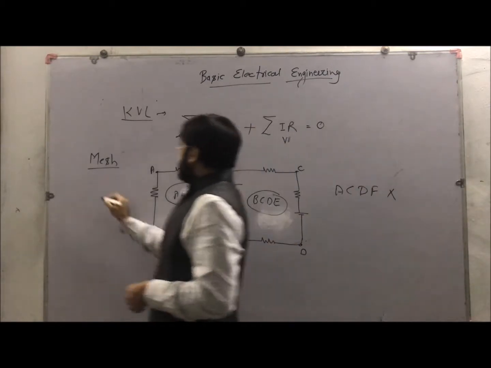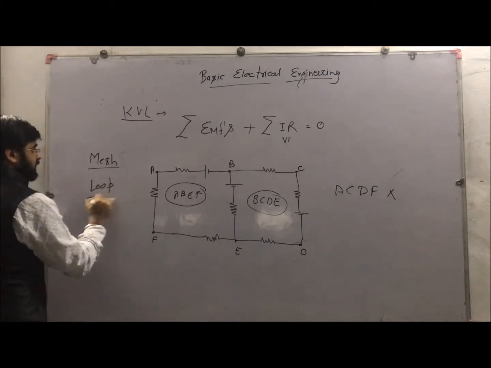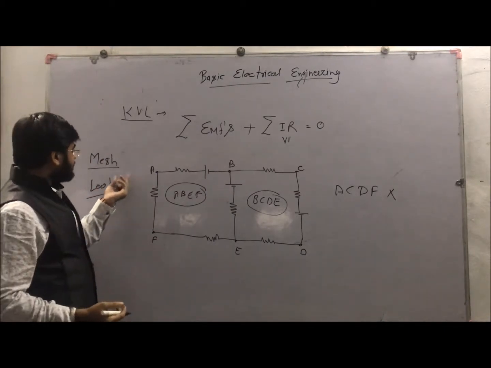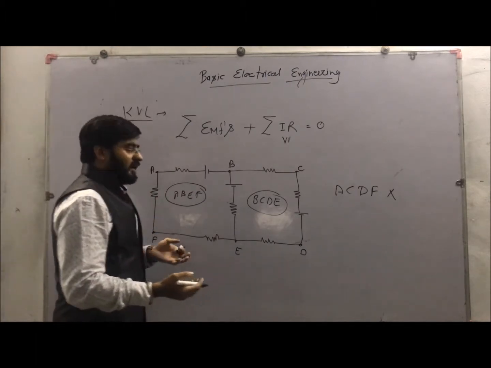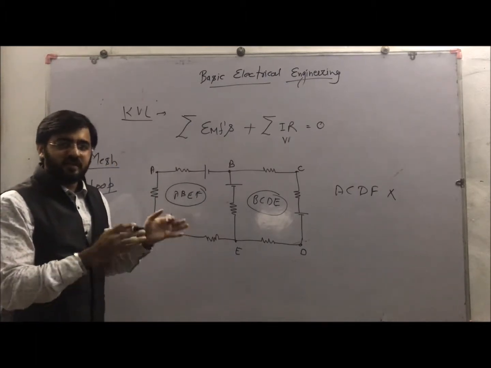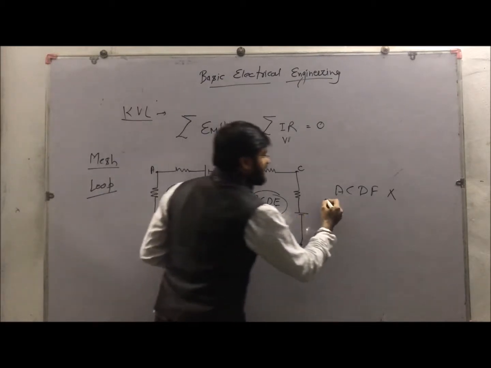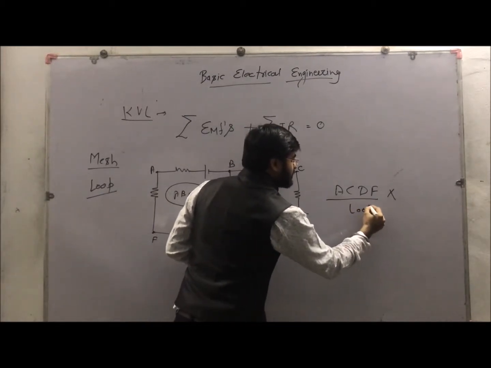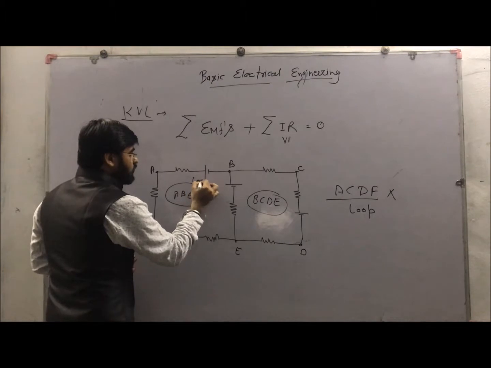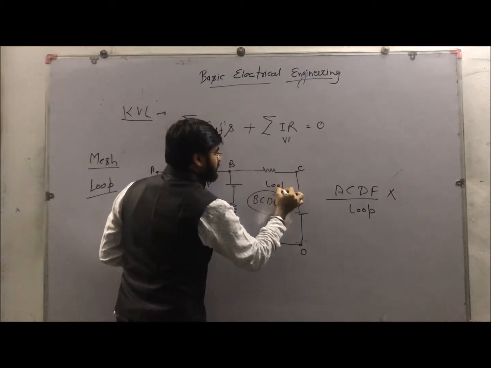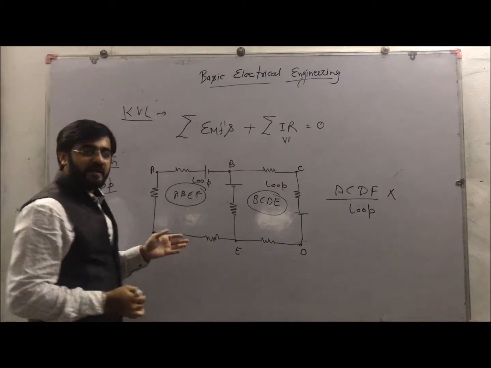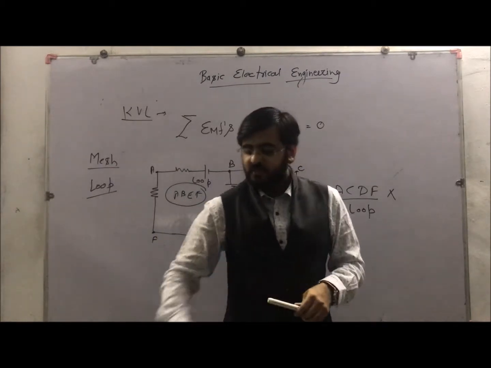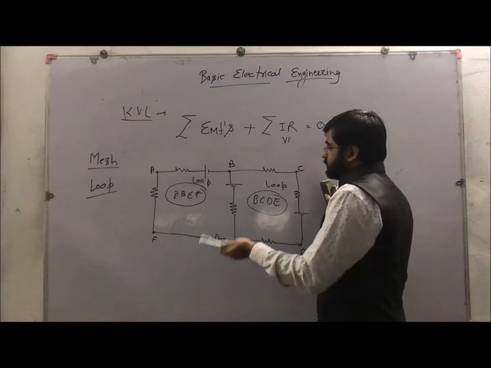But what is a loop? The basic definition of mesh and loop is similar, but a loop is one in which many meshes can be included. So A, C, D, F is a loop. This is also a loop, and this is also a loop. So for KVL, we first identify all the loops and all the meshes. Let me take an example for this.